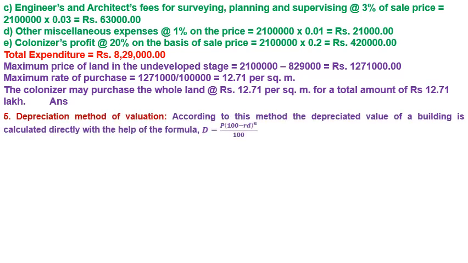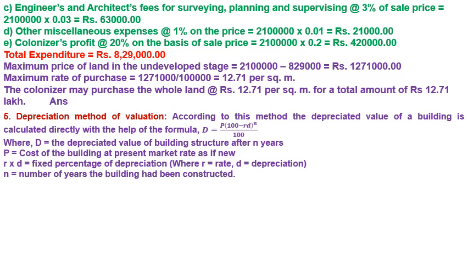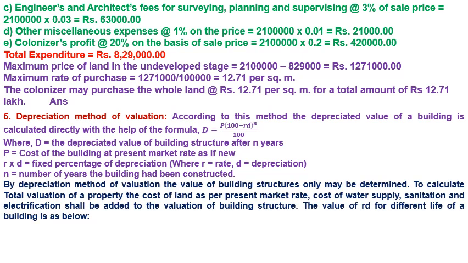Next, the fifth method is the depreciation method of valuation. According to this method, the depreciated value of a building is calculated directly with the help of a formula. In this formula, D is the depreciation value of the building, P is the cost of the building at present market rate, and RD is a fixed percentage of depreciation. By the depreciation method of valuation, the value of the building structure only may be determined.